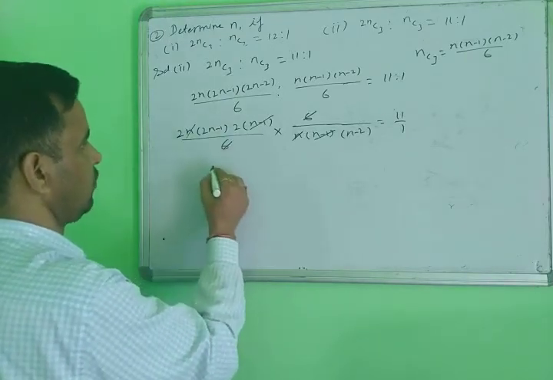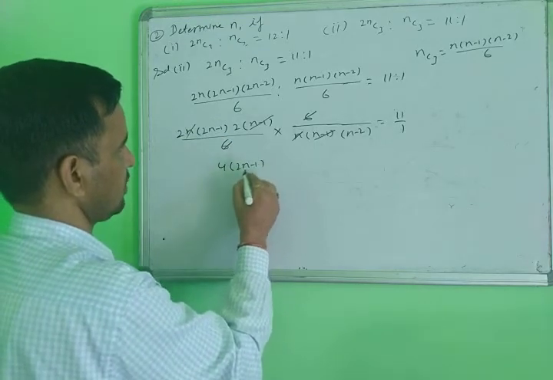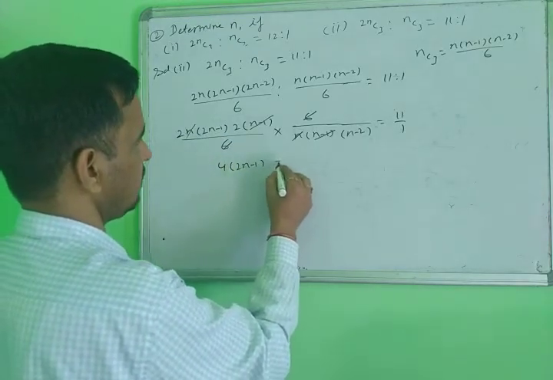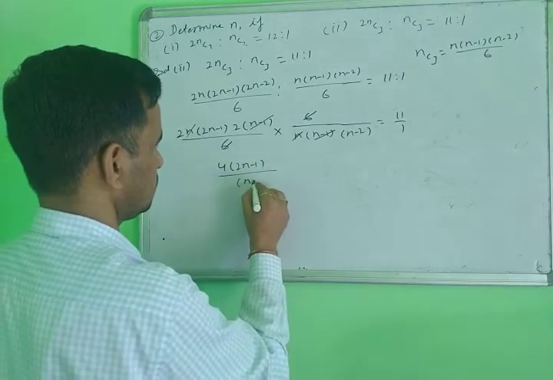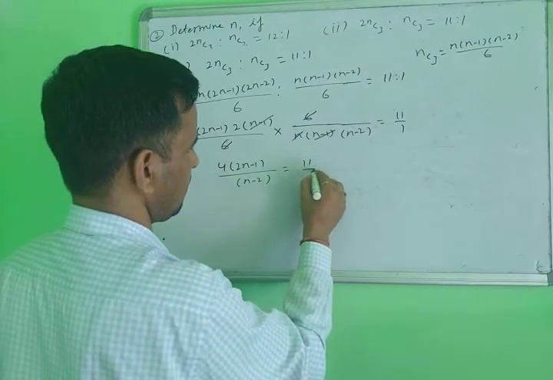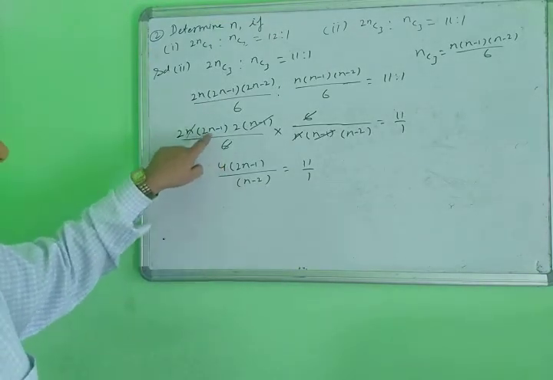This 2 into 4, 2 into 4, (2n minus 1), and what is left here? n minus 2 equal to 11 upon 1. Here left 2 into 2 into 4 at (2n minus 1).